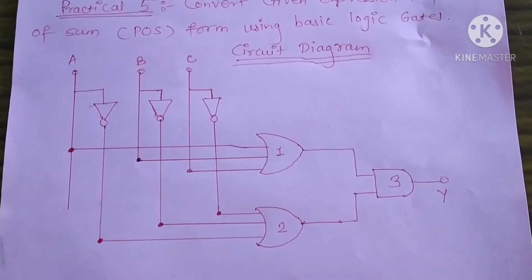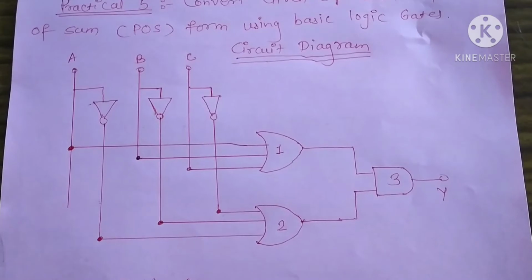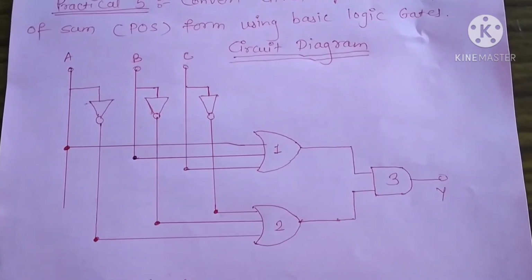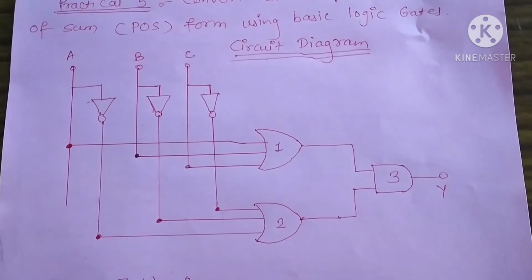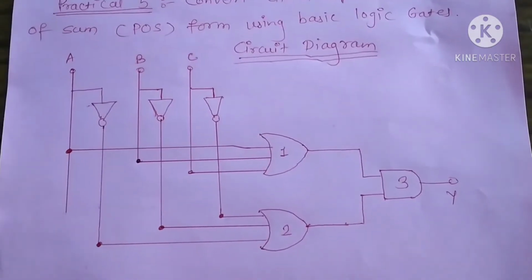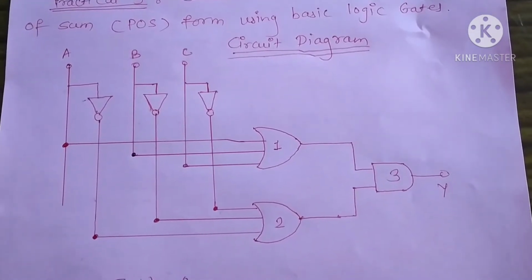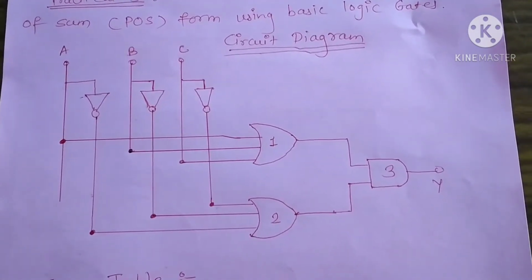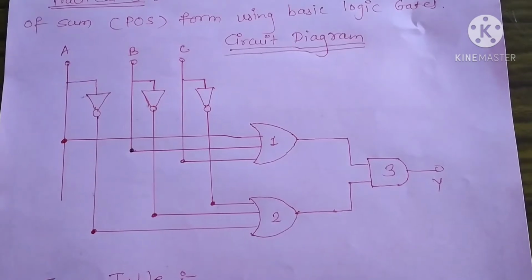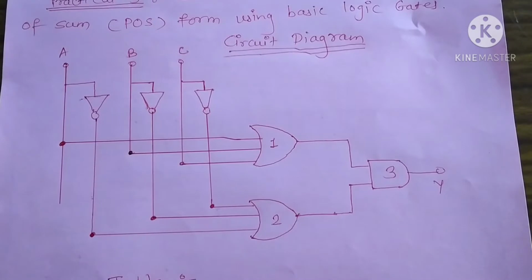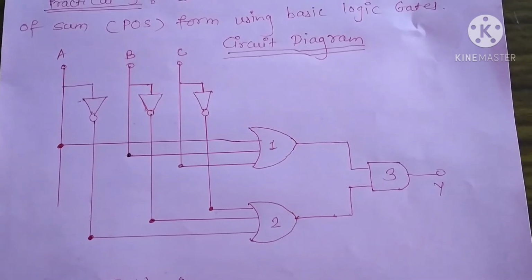This is the circuit diagram which is given under practical number 5. There are NOT gate, OR gate and AND gate. 3 inputs are given A, B, C, and we are getting one output Y. So this circuit diagram we have to first implement on breadboard, then we have to check its output.